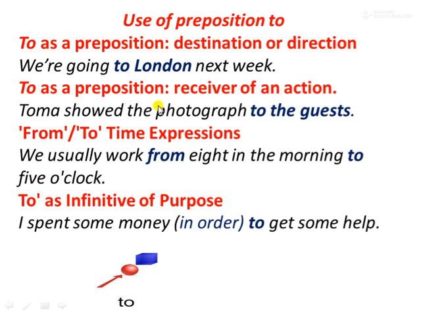Next one, to as a preposition, a receiver of an action. Thomas showed the photograph to the guest. So who is the receiver of the action? The guest is the receiver of the action.